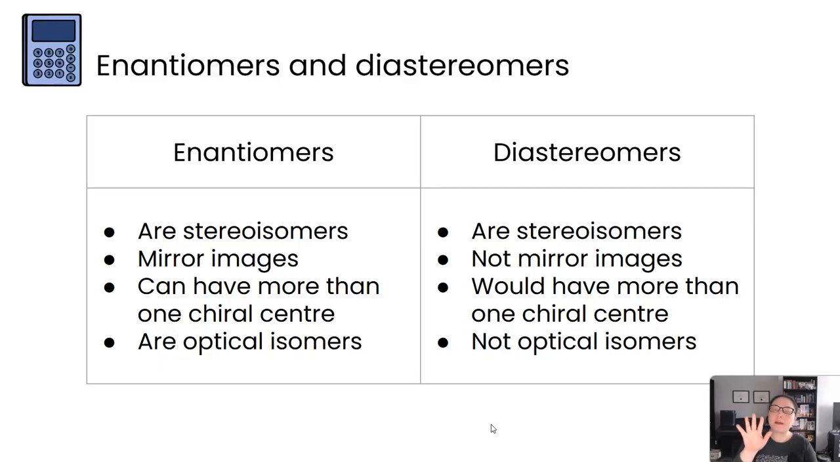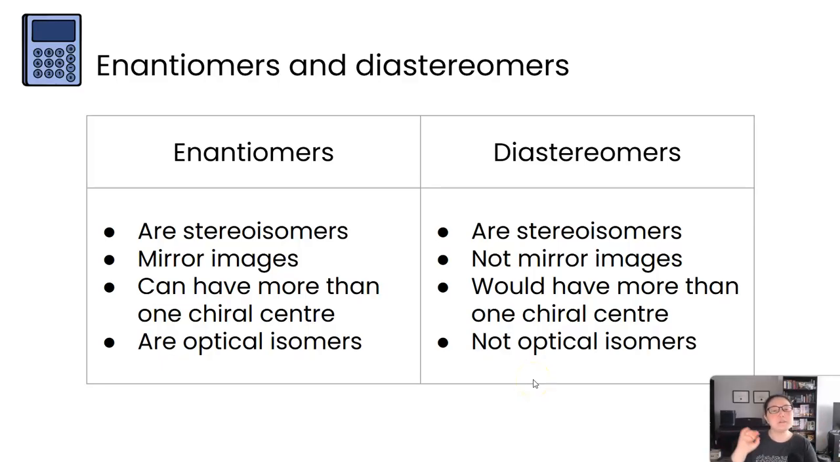If your molecule only has 1 chiral carbon, then the 2 resulting stereoisomers are automatically going to be enantiomers. They will be mirror images of each other. However, if you have more than 1 chiral carbon, depending on what's going on at each of those chiral centers, you might end up with isomers that are mirror images of each other, or they might not be mirror images. The ones that are mirror images are enantiomers. The ones that aren't mirror images are diastereomers.